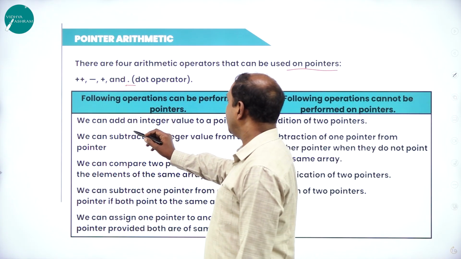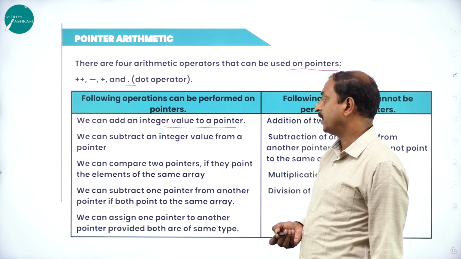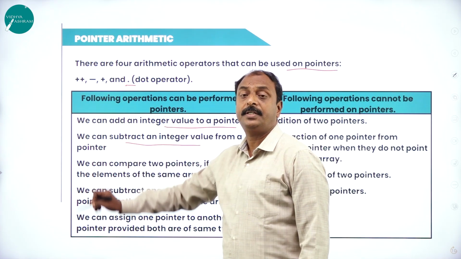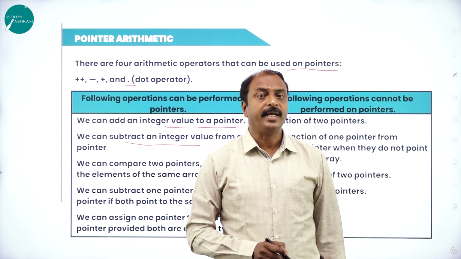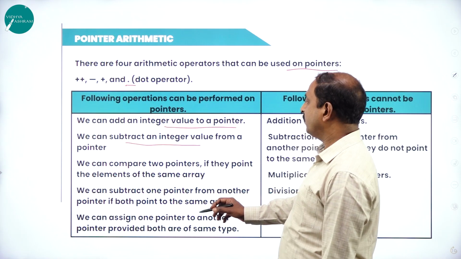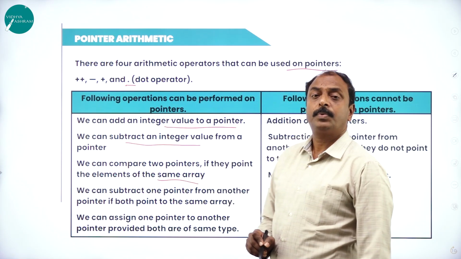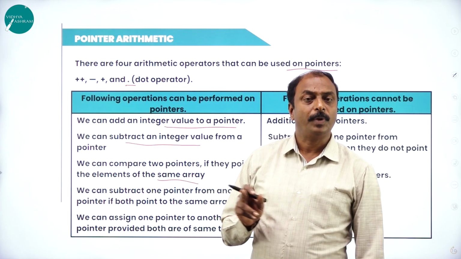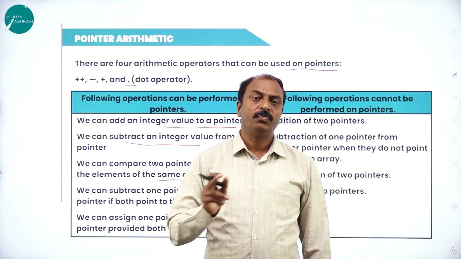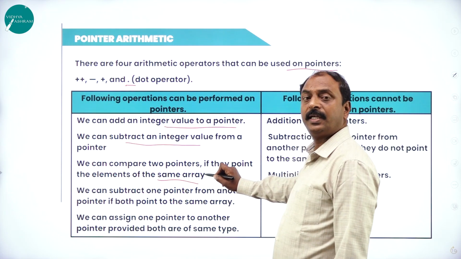One is we can add an integer value to a pointer or pointer variable. We can subtract an integer value from a pointer. So it is possible to add and subtract integer values to and from pointers. Next one is we can compare 2 pointers if they point to elements of the same array. If I say 2 pointers, both pointers will have the memory addresses of 2 different variables. We can compare those 2 pointers if they refer to the same array.